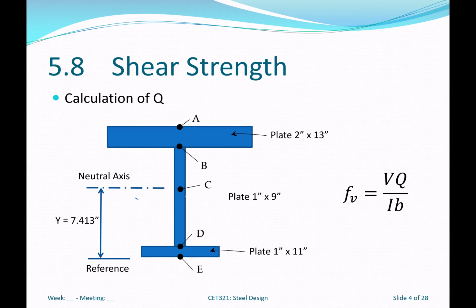Okay, this example we worked through in strength of materials. Again, I would encourage you, if you don't remember how to calculate Q, right? Q is just a summation of the A_i, y_i from the neutral axis. Okay, and this is referenced from the neutral axis.